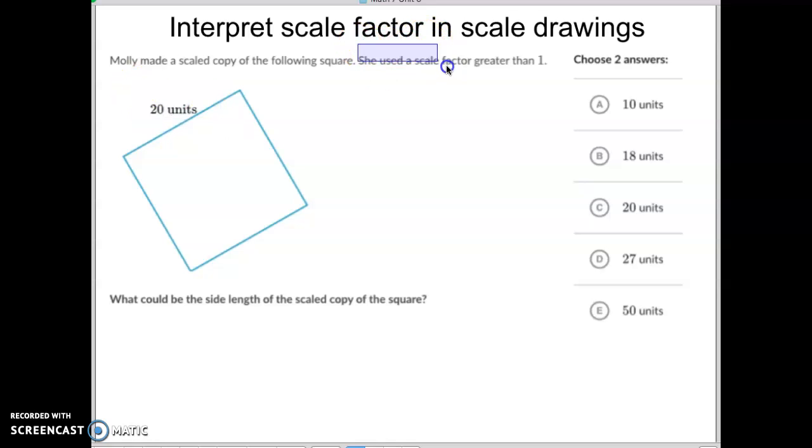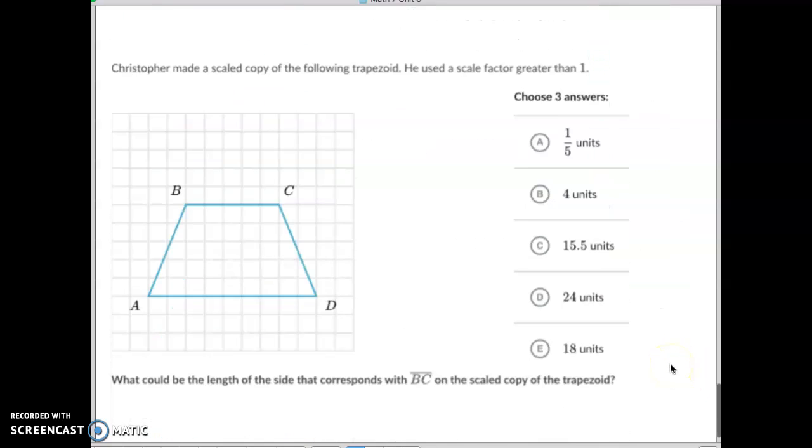So when we say she uses a scale factor greater than 1, we are looking for answers that are greater than 20. Well, which answers here are greater than 20? You might have guessed it, 27 and 50. Perfect. It's that easy. Okay, let's do another one.